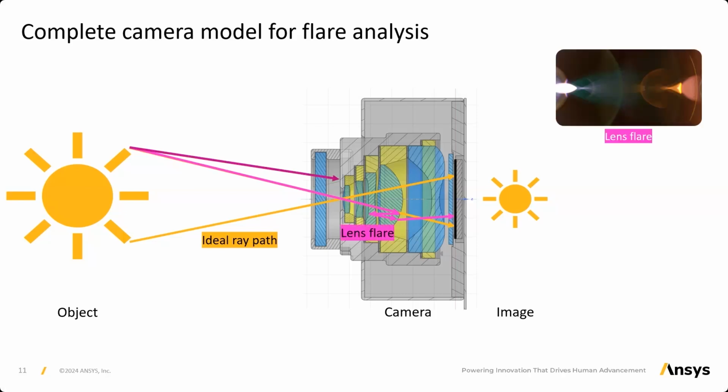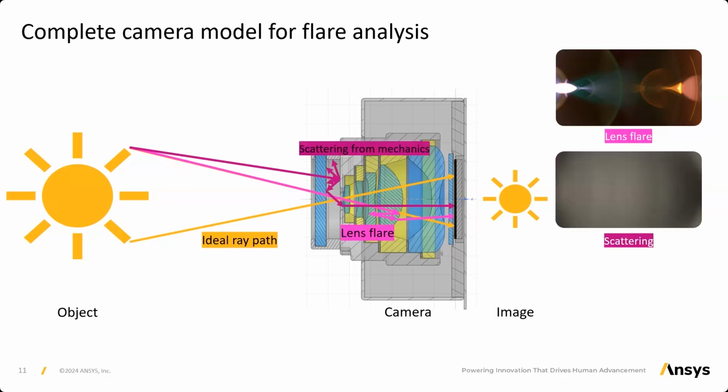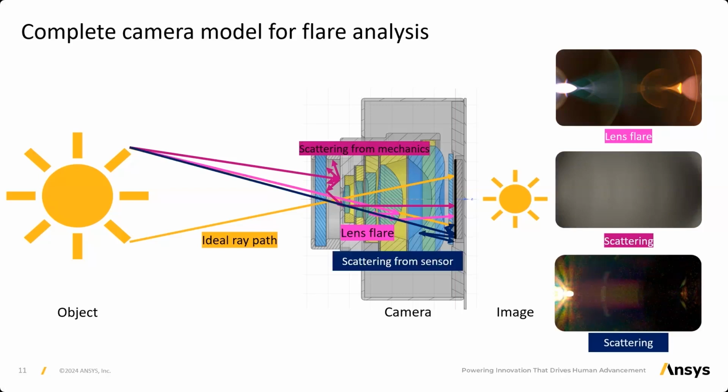Then you have the mechanics. The mechanics are not purely absorbing the lights. They may scatter the lights and also introduce some causes of stray lights. So that's the scattering, mainly from the optomechanical parts. And finally, you also have some scattering of the light on the sensor itself. So the sensor is quite a complex structure that can actually scatter back the light into the system. And then you can also have some reflections between the different diopters that will actually introduce some scattering effects.